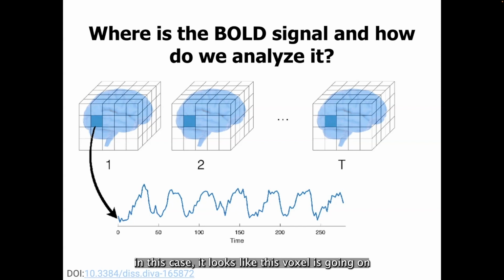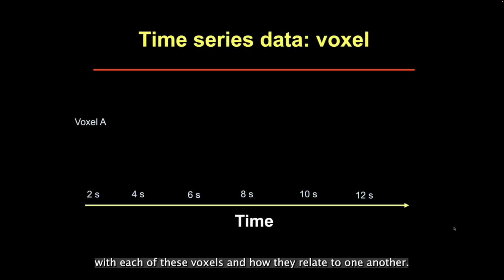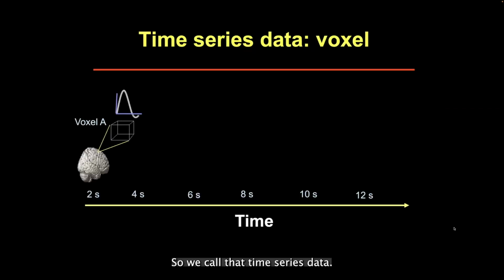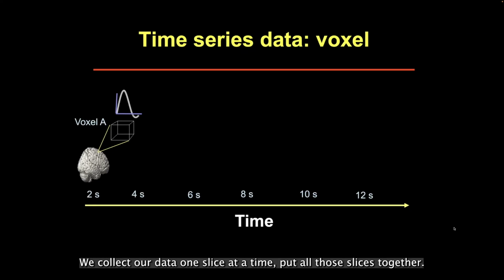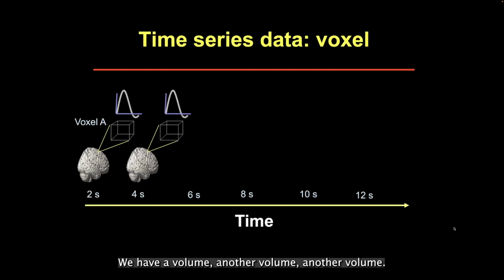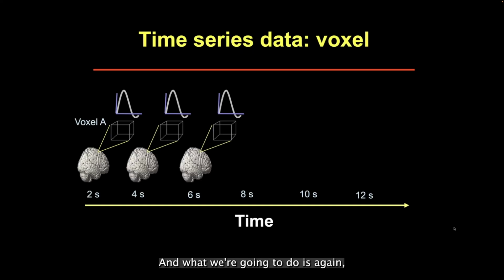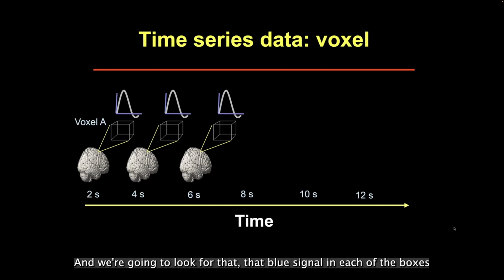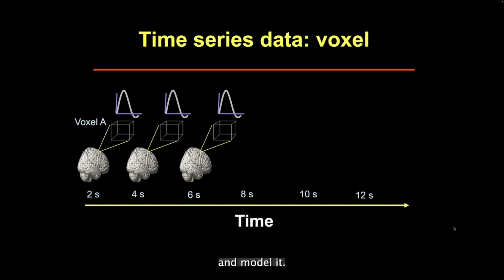In this case, it looks like this voxel is going on and off, cyclically, almost in response to something. We may have a task that we have given them, or even if it's at rest, we can track what is going on with each of these voxels and how they relate to one another. We call that time series data. Every 2 seconds, we get a new volume. We collect our data one slice at a time, put all those slices together, done. We have a volume, another volume, another volume. And we're going to look at all of the voxels, look for that BOLD signal in each of them, and model it.